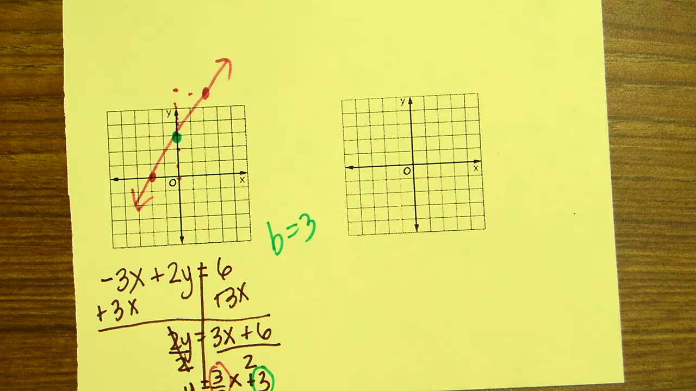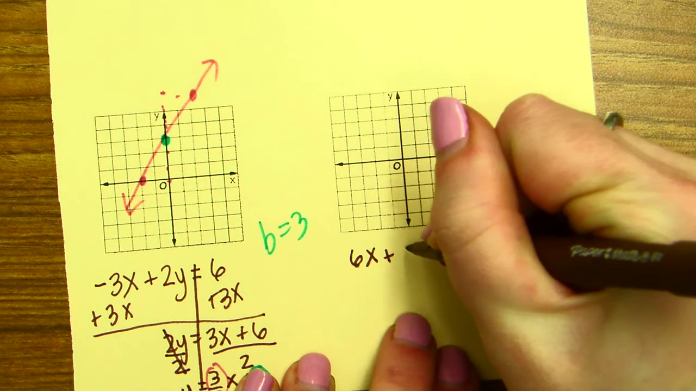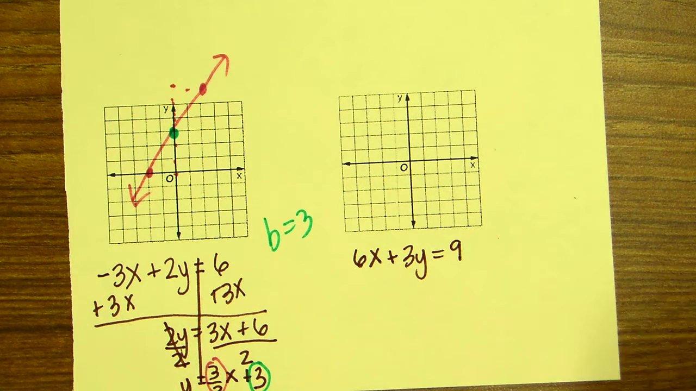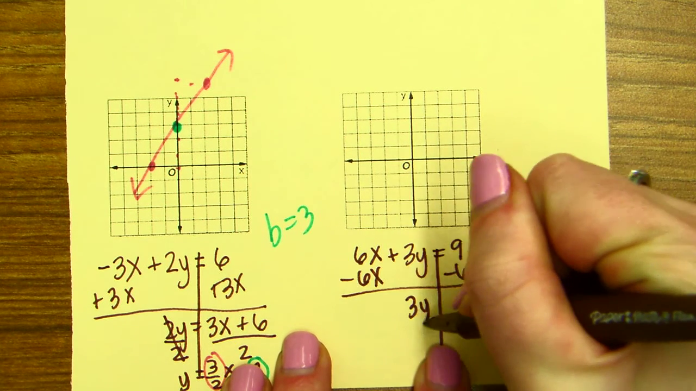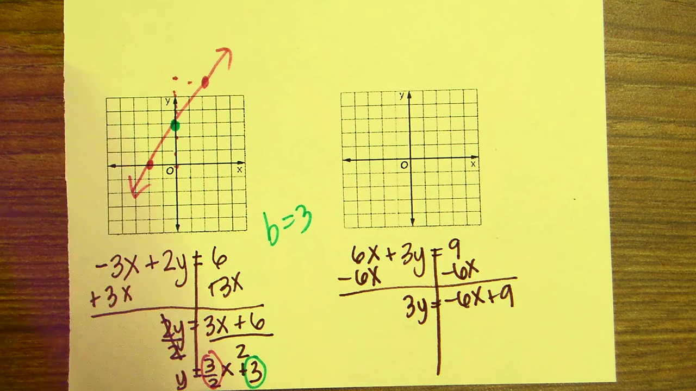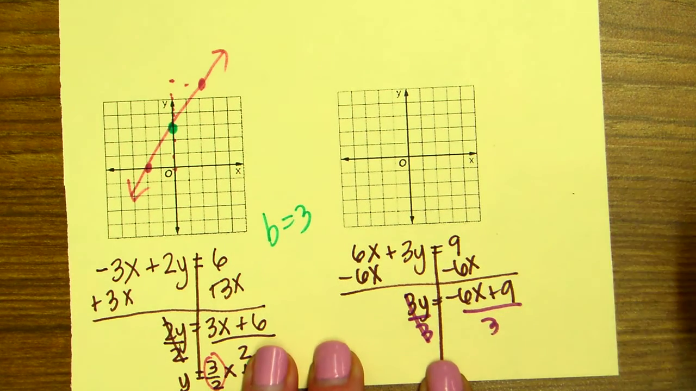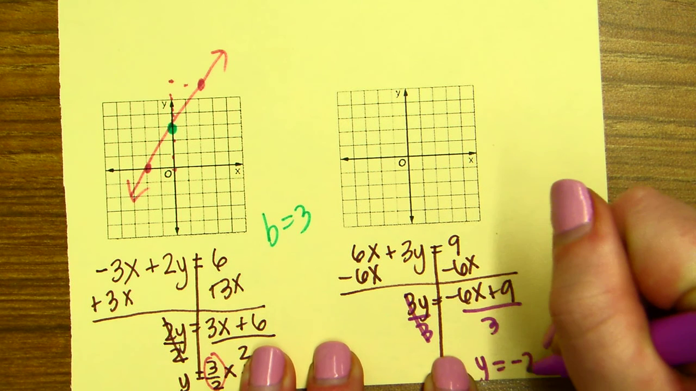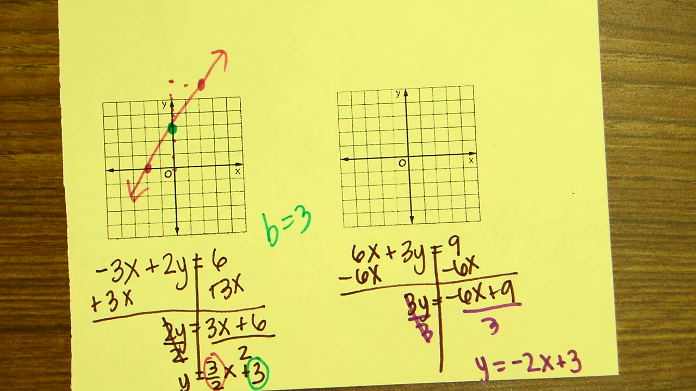Okay, for the last one, let's do 6x plus 3y equals 9. So I have to get the y by itself. I'll subtract 6x to get it to the other side. I'm going to write the negative 6x first because I want it to be close to slope-intercept form. And then I'm going to divide both sides by 3 to get rid of the 3 in front. So the equation is y equals negative 6 divided by 3 is negative 2x plus 9 divided by 3 is 3. So there's my equation.